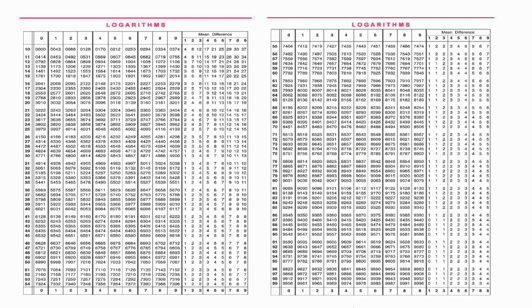As you can see in the given table, the very first column starts from 10 and ends at 99. The next columns start from 0 and end at 9. The very last part of the table, known as the mean difference, starts from 1 and ends at 9.